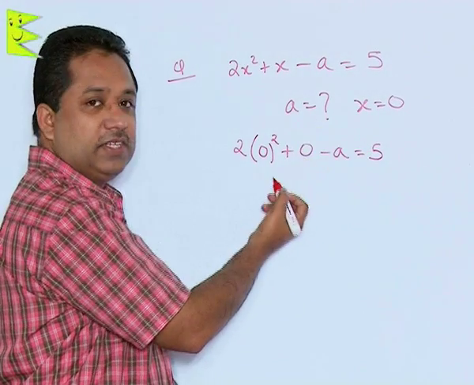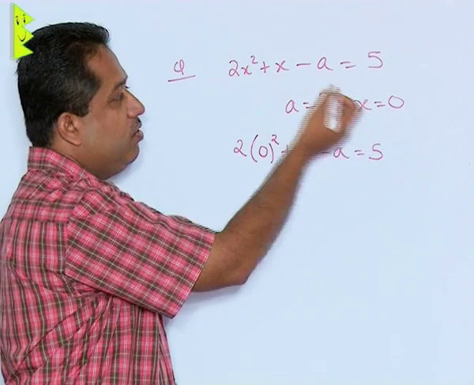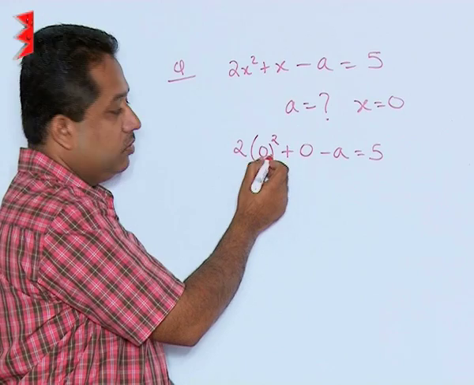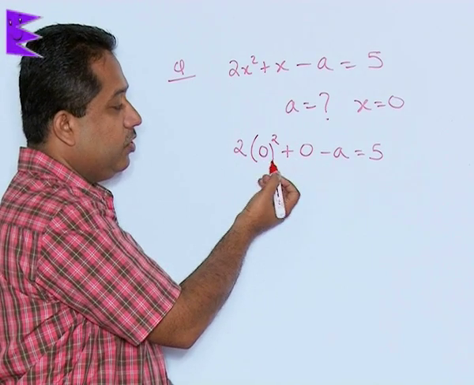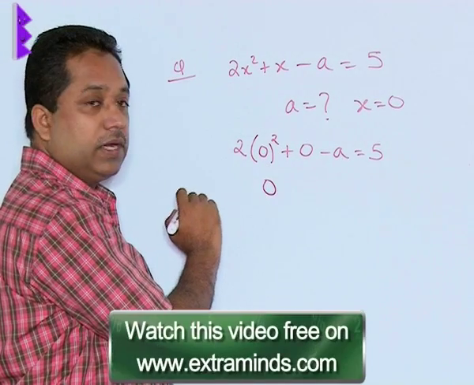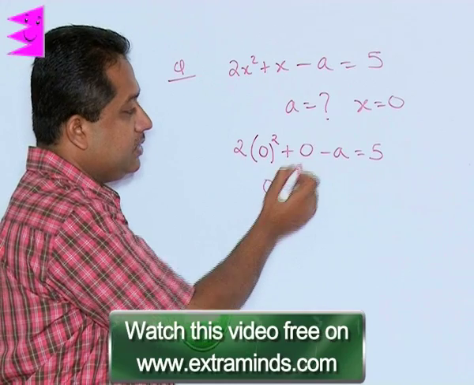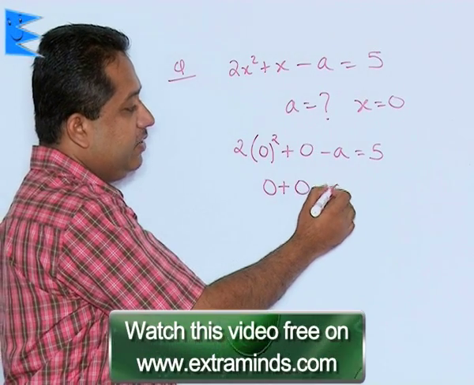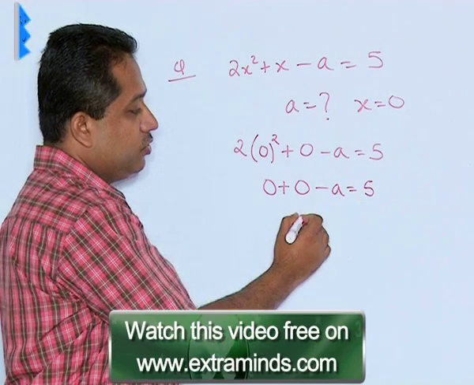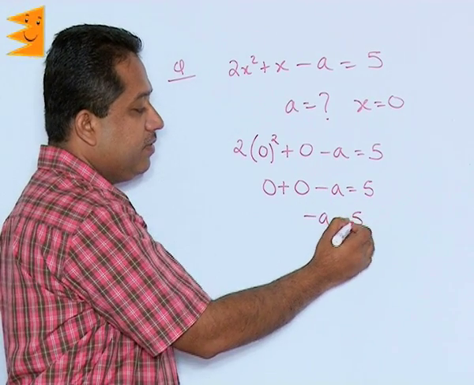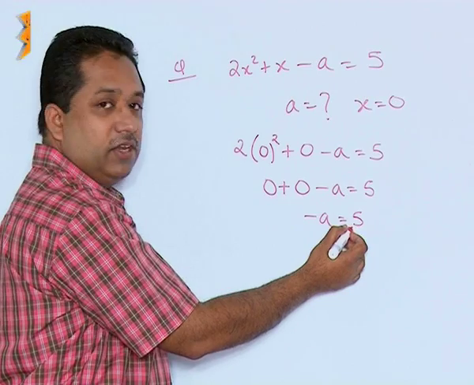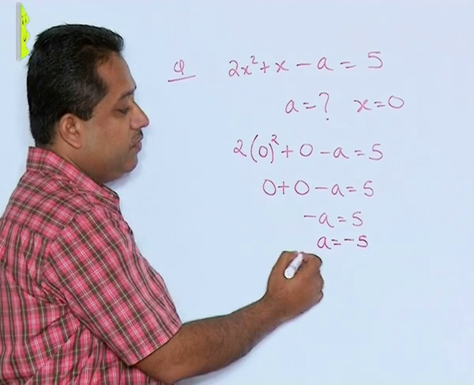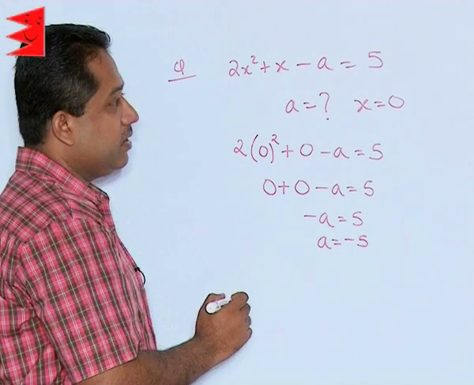What have we done in the first step? We have just substituted the value of x as 0. Now 2 multiplied by 0 is 0, because 0 square is anyway 0. So this entire term becomes 0, plus this was already 0 because this was x, minus a is equal to 5. So we get minus a equal to 5. We are going to transfer this negative sign to the other side. So we get the value of a as minus 5.